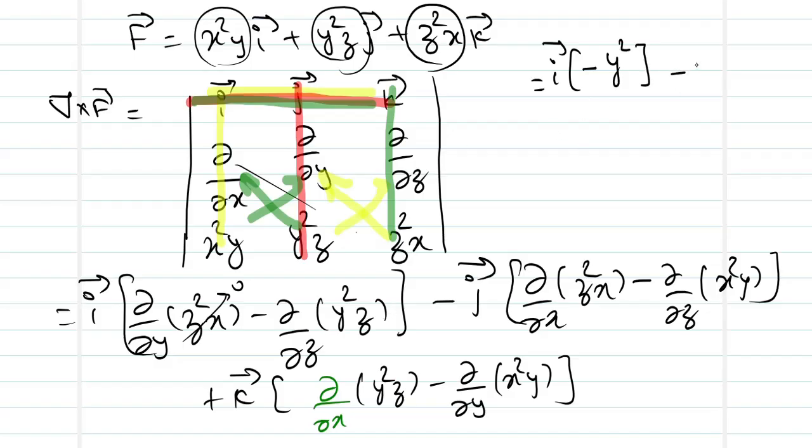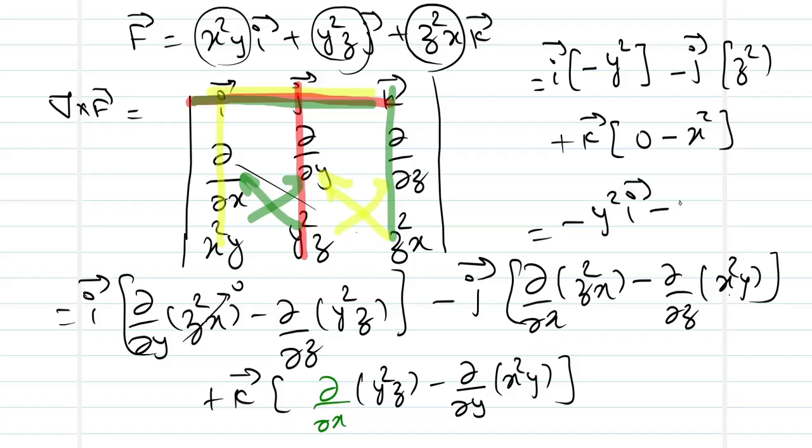Second term, minus j times of, with respect to x, what you will have? z square, and with respect to z, no z over here. Plus k times of, with respect to x, no x, minus with respect to y, you will have x square. So my final answer will be minus y square i minus z square j minus x square k. So that will be the curl of the vector. So using del, we have found out what is going to be the gradient, divergence and curl of a given scalar and vector.